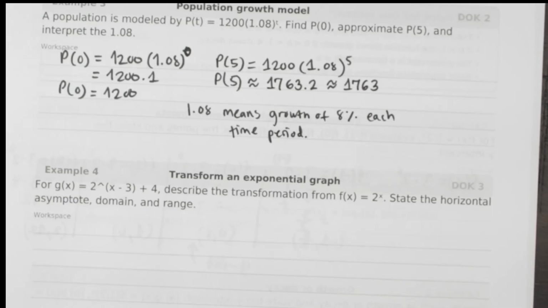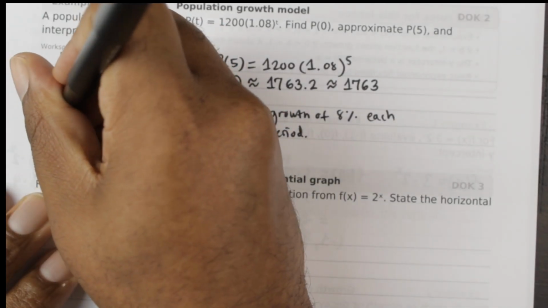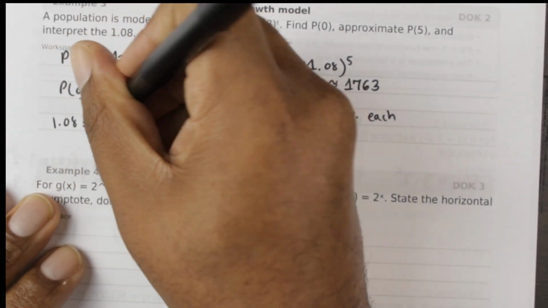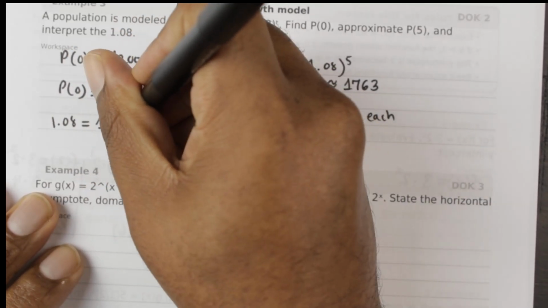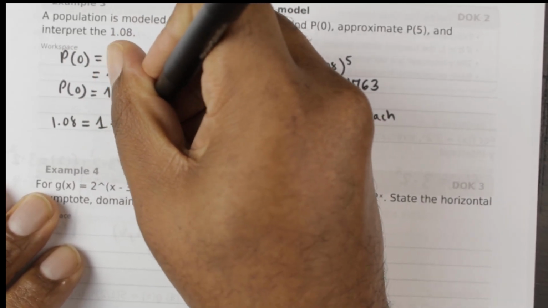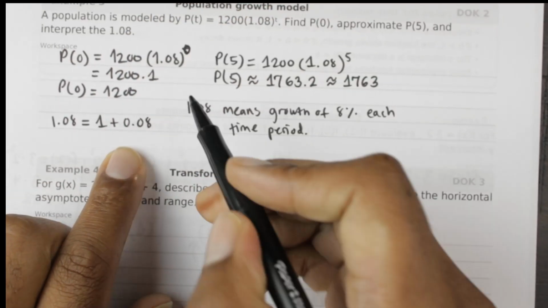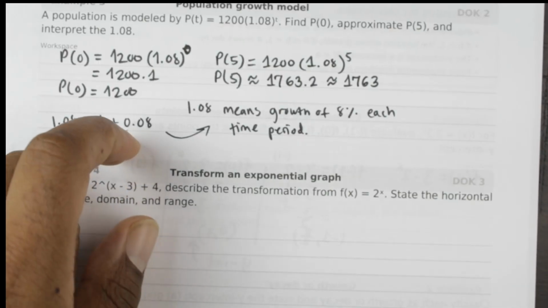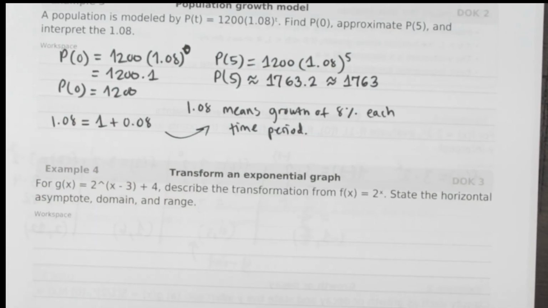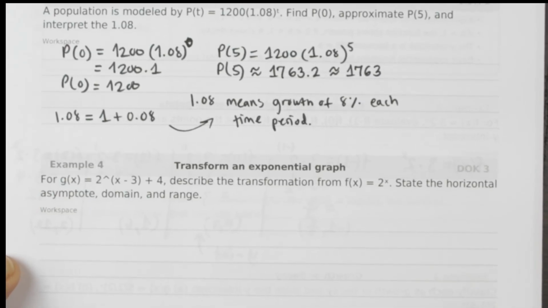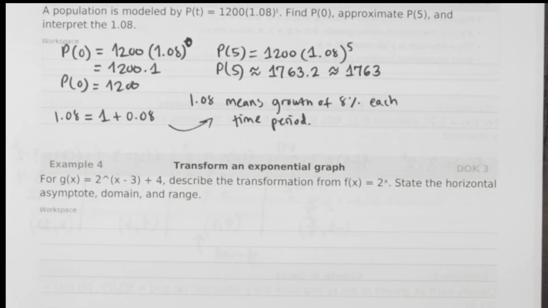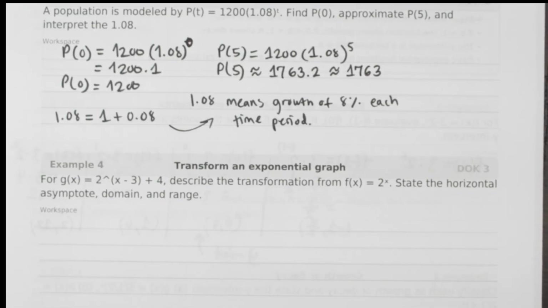Okay. Now we need to do this. So essentially we have 1.08 equals the same as 1 plus 0.08. Okay. So that's why the growth rate is 8%. So the model begins at 1200 and then grows by 8% per year. Look at it as 108%, talking about 8% more than the baseline was.